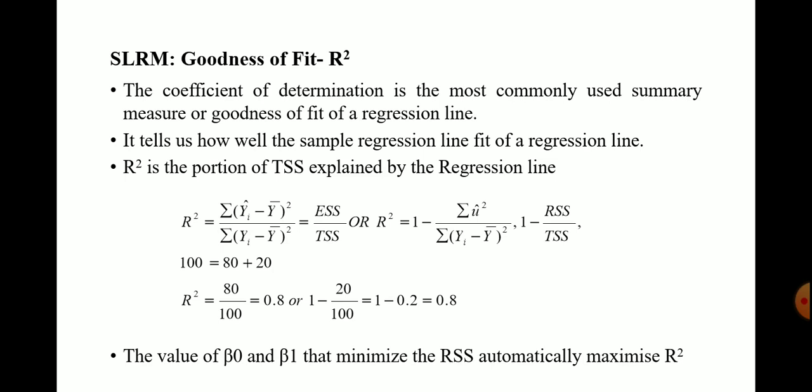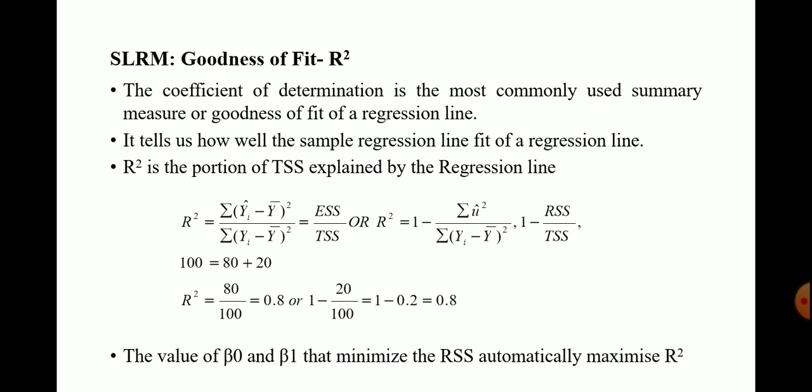It is nothing but, if the total variation is 100 percent, and the regression line can only explain 80 percent, then the remaining 20 percent is explained by other factors. So of the total 100 percent, only 80 percent is explained. So the value of R square will be 0.8, or 1 minus 20 divided by 100, which is also 0.8.